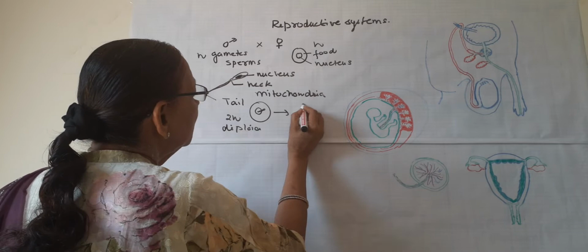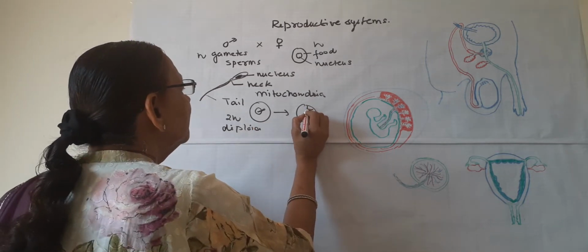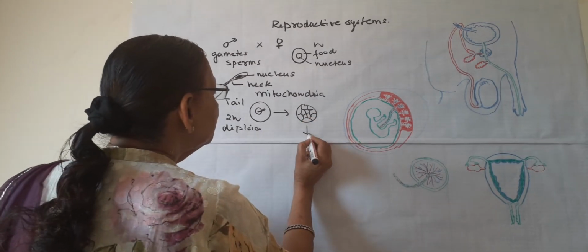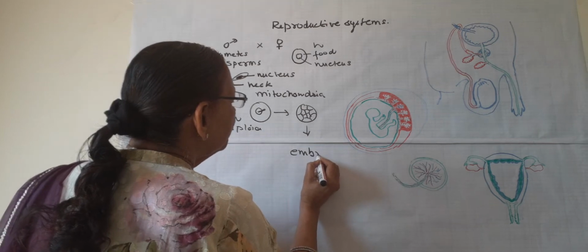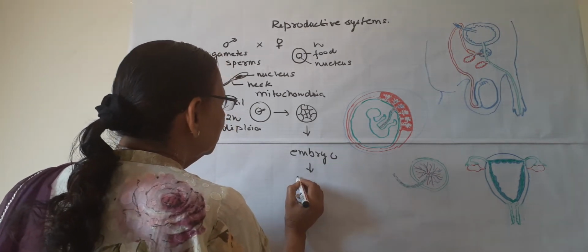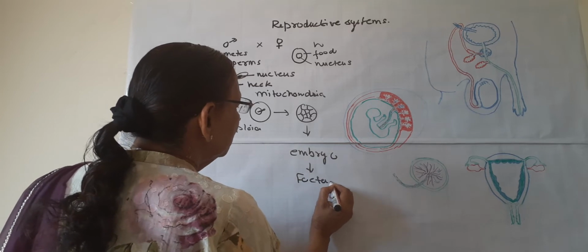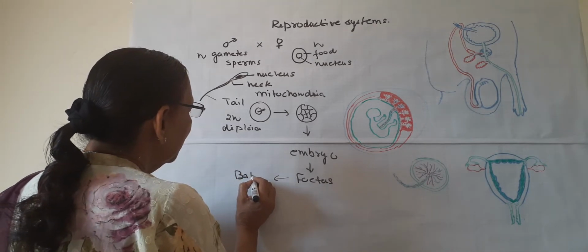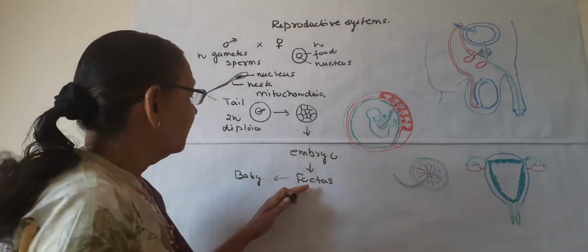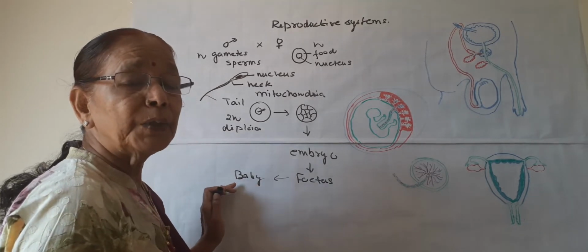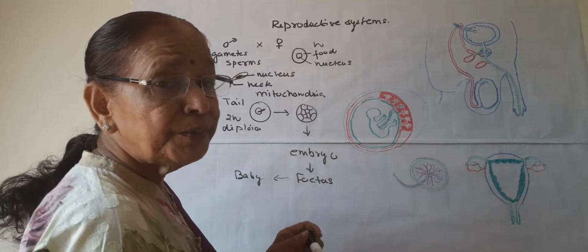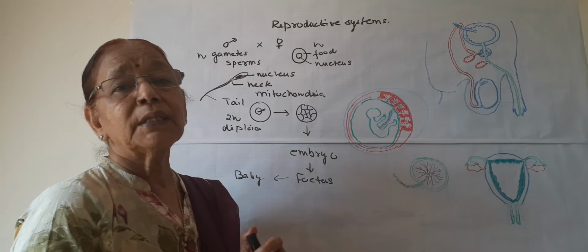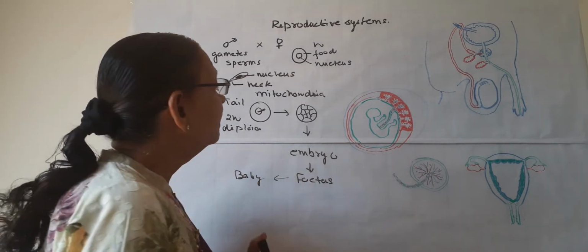This zygote, after fertilization, starts dividing and forms a mass of cells. This mass of cells then forms an embryo. This embryo then forms a fetus, which is attached to the uterine wall, and this fetus, after 9 months of gestation, gives rise to a baby, and a human child is born. The gestation period in human beings is 9 months. So this is how in brief sexual reproduction in human beings takes place.